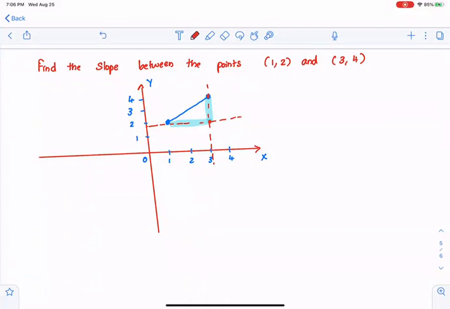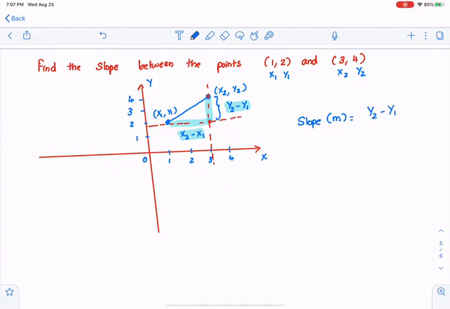So what I'm going to do is give them a notation so we can come up with the formula. So x1, y1, x2, y2. So on the graph, 1, 2 is simply x1, y1, and 3, 4 is x2, y2. On the y-axis, the distance between the 2 points is the upper value for y, y2 minus y1. The x-axis, it should be x2 minus x1. So that is rise and that is run. So the slope m is simply y2 minus y1 divided by x2 minus x1.